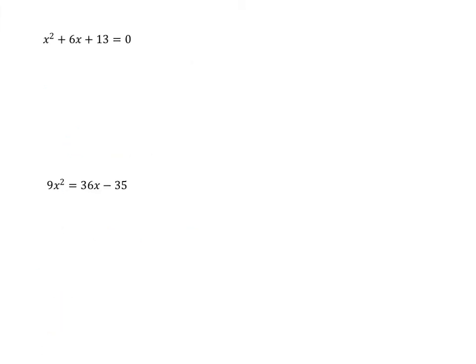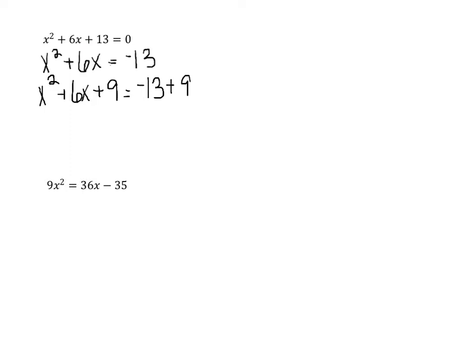Let's try a couple more. So our first step here is to bring the constant term over to the other side. Then we cut this in half, and then we square it and add that value to both sides. So cutting it in half gives me 3, squaring it gives me 9. By the way, I skipped that second step because here my a term is 1.